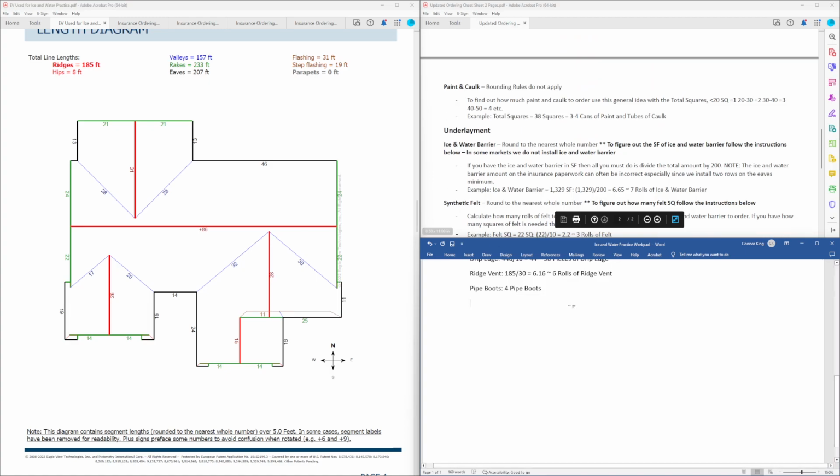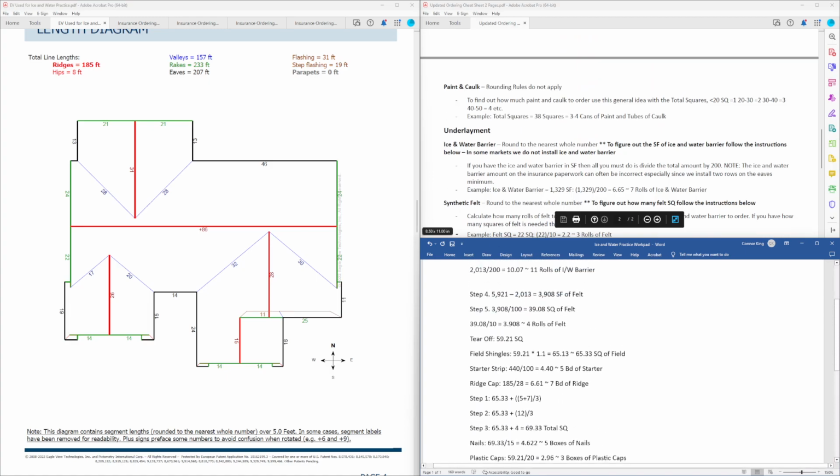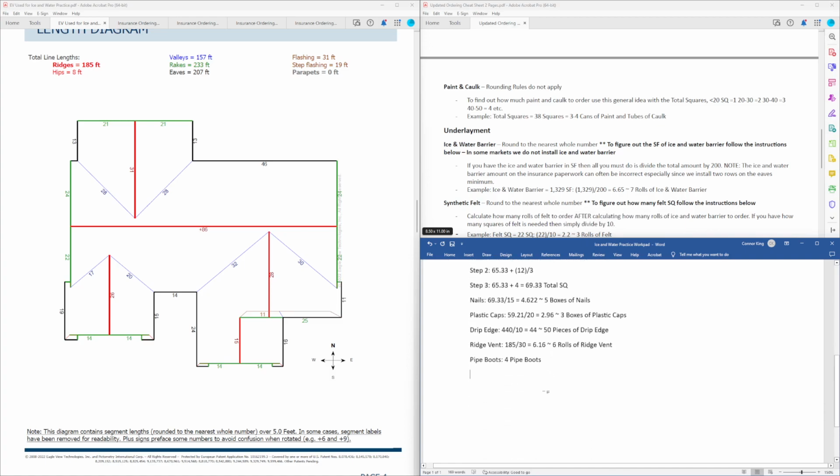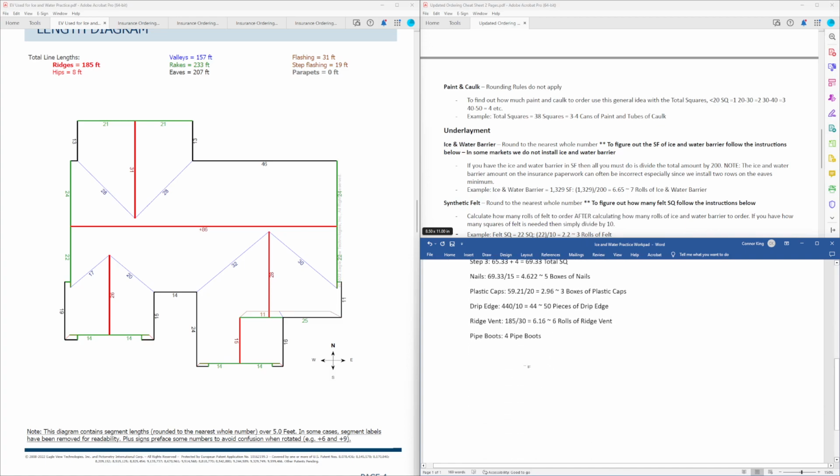Paint and caulk, we're going off of our total squares, which is 69, so we're probably going to do paint and caulk. I'm actually only going to do 3 cans of paint, and I'm going to do 7 tubes of caulk.